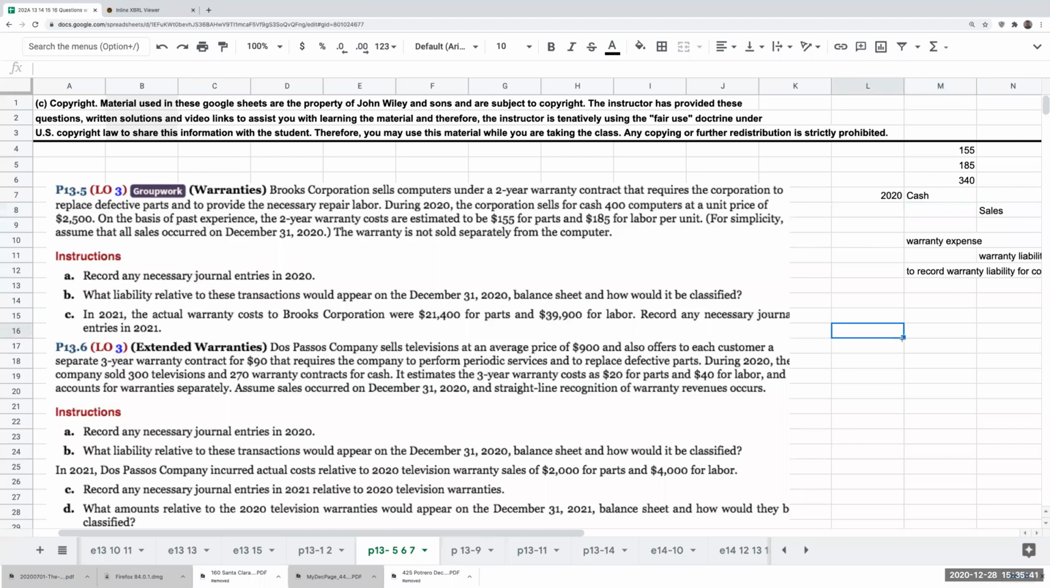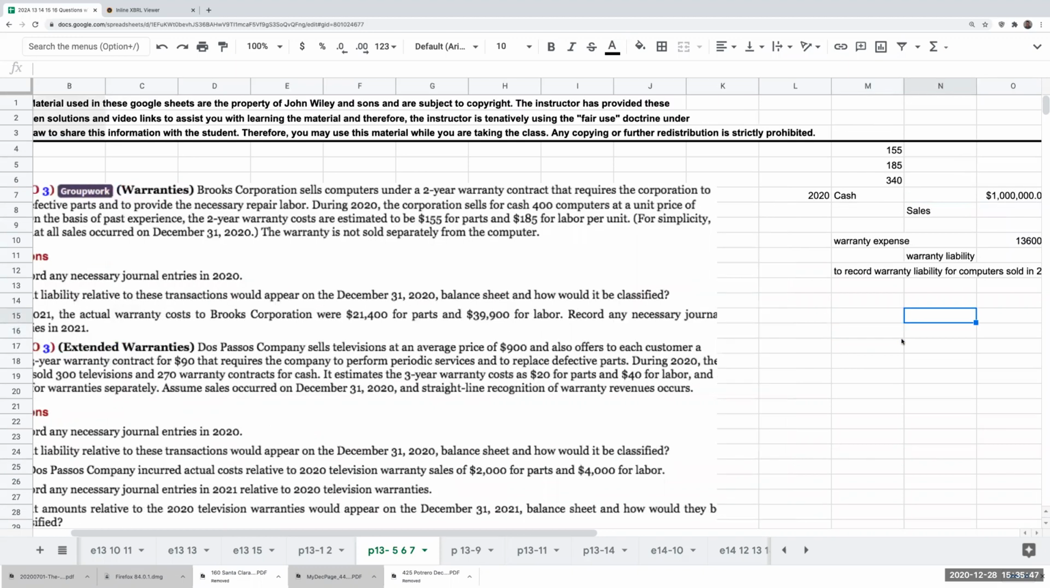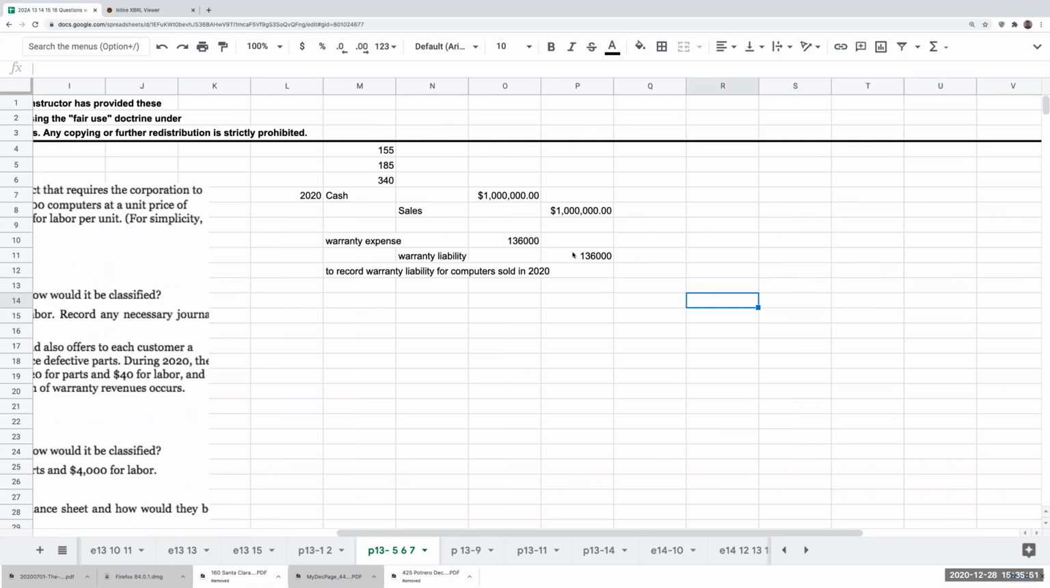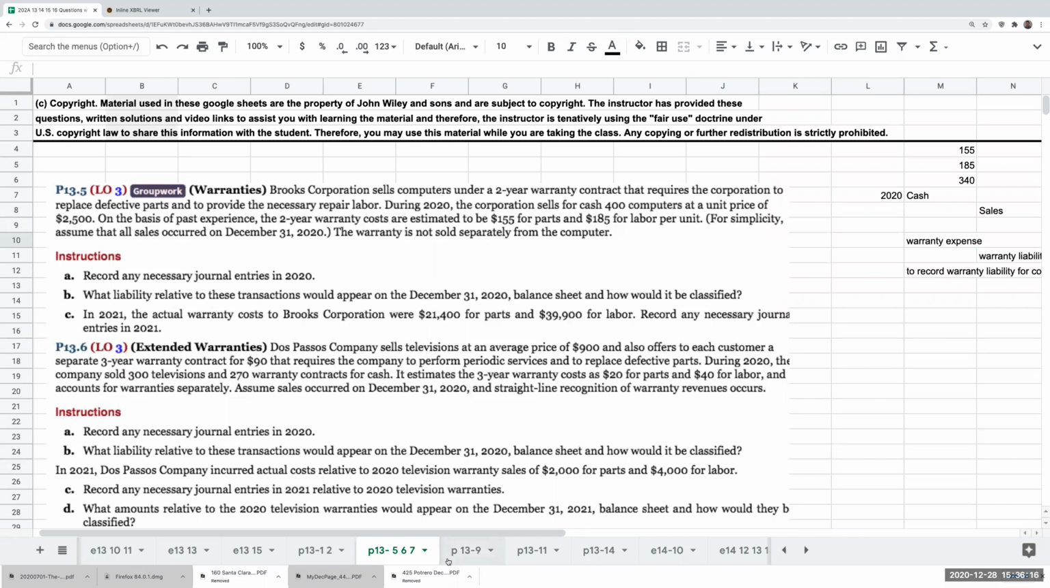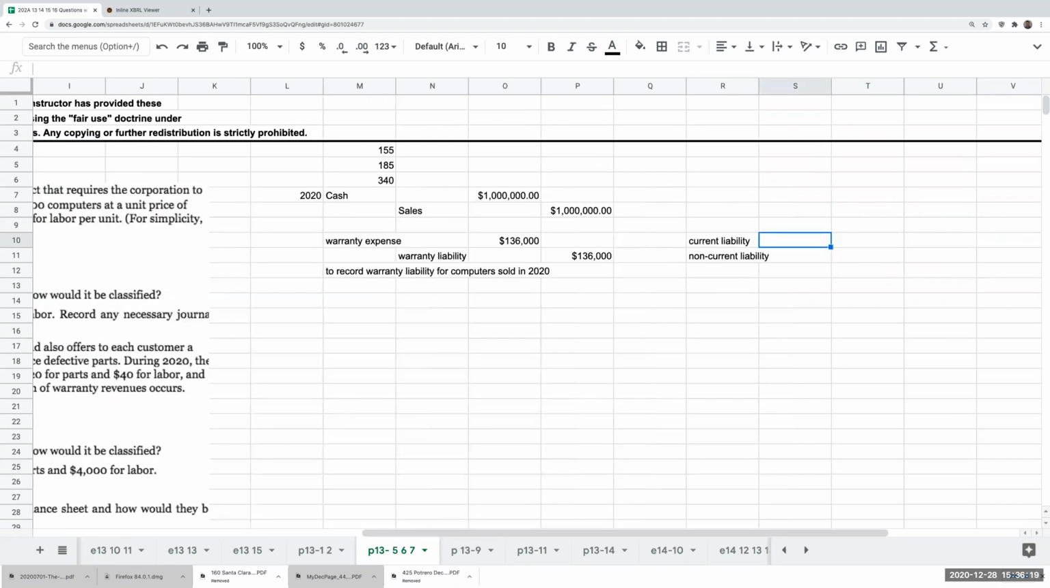So it's a 2-year warranty. If we're looking at this in terms of when it would be incurred, if it's going to be evenly over a 2-year period, then I have a current liability and a non-current liability, remembering that a current liability is anything I have to pay in a year. Non-current is beyond a year. So if the question is telling us that it's going to be spread evenly, then I would say, okay, half of this would be current, half of this would be non-current.